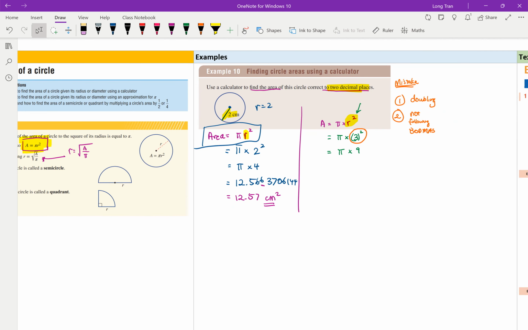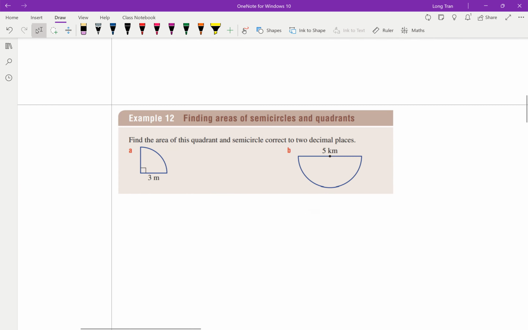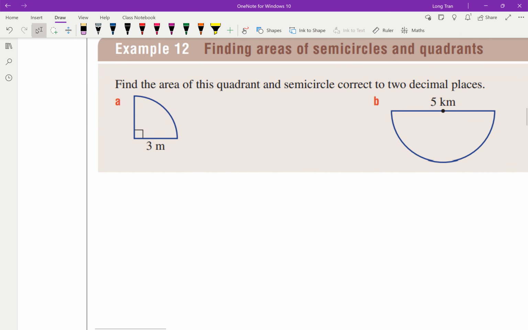Last example for today. How would you do it if I gave you a quarter of a circle in A? So again, they want you to find the area. How would I do this question, Mike? So A would equal pi times r squared divided by 4. Very good. Mike is correct.